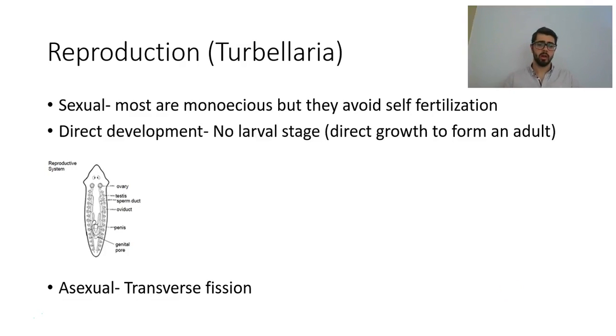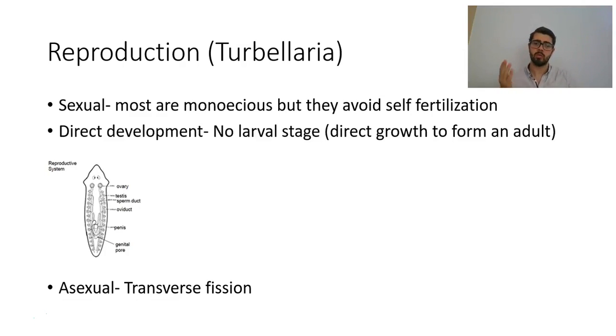Whenever we look at Turbellaria, we see that they are sexual, so they are monoecious, but they avoid self-fertilization. This means that even though they have both the male and the female sex organs, they're not going to just asexually reproduce.